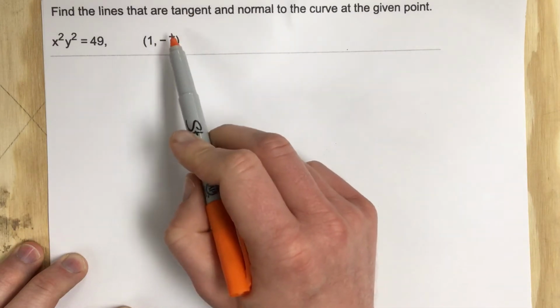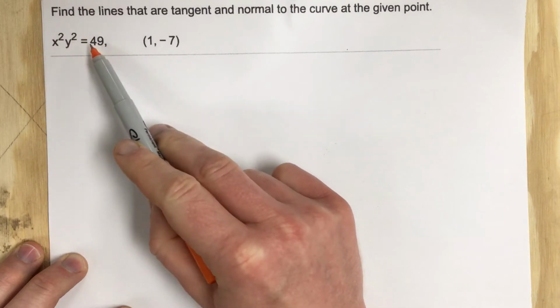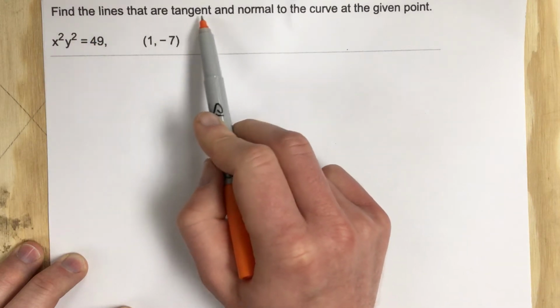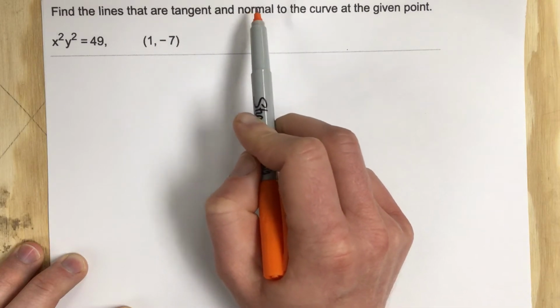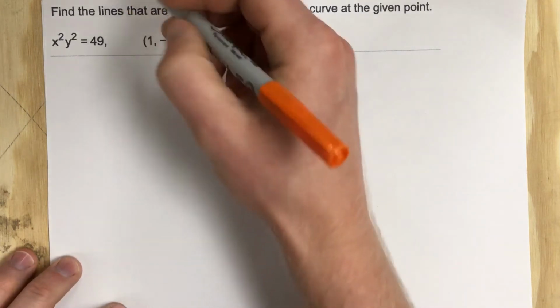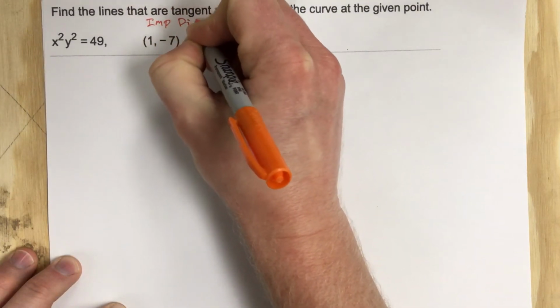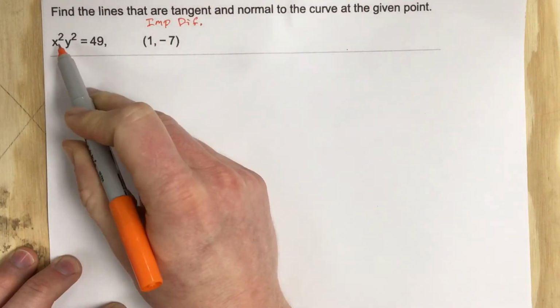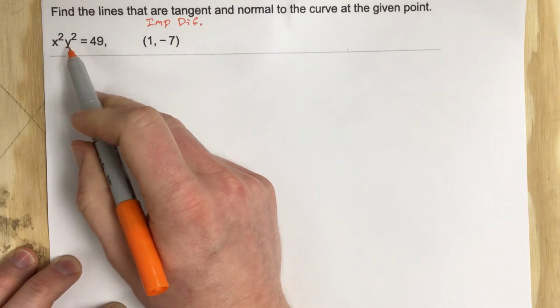Well, all we have to do is find the slope. We'll take the derivative essentially to find the slope. And once we know that slope, that's the tangent slope, and then we just do the negative reciprocal or the perpendicular slope for the normal line. So we're going to start by using implicit differentiation, and you should be able to see why we're doing that. We're using the implicit differentiation because we don't have an equation where we have y as a function of x.